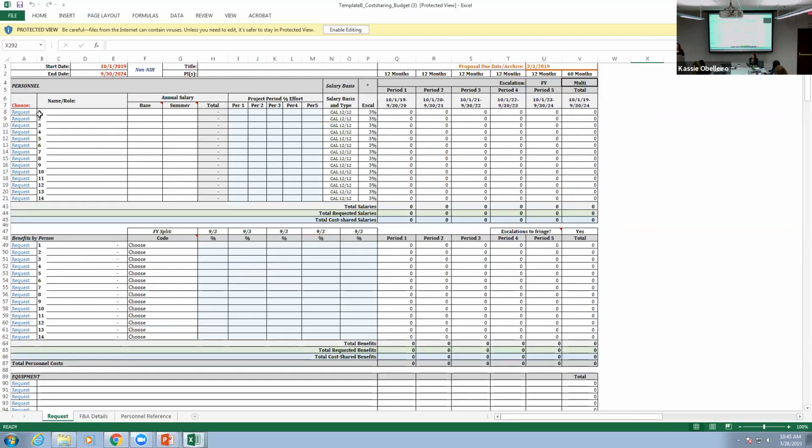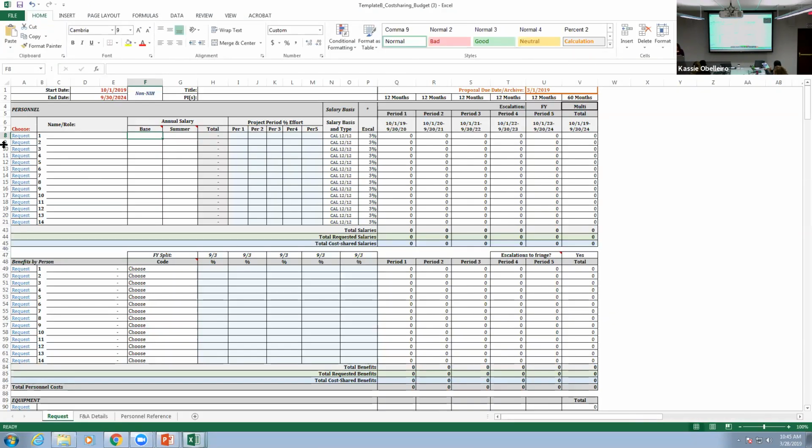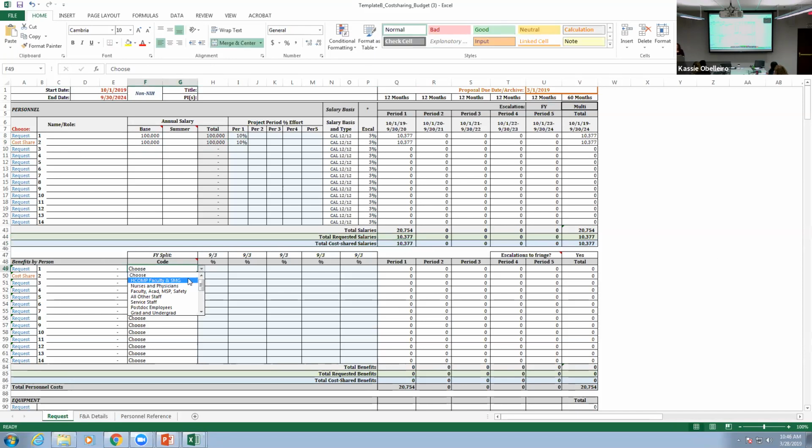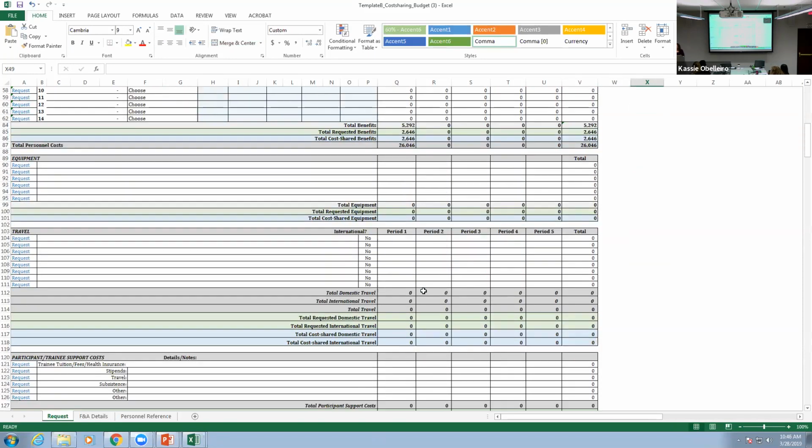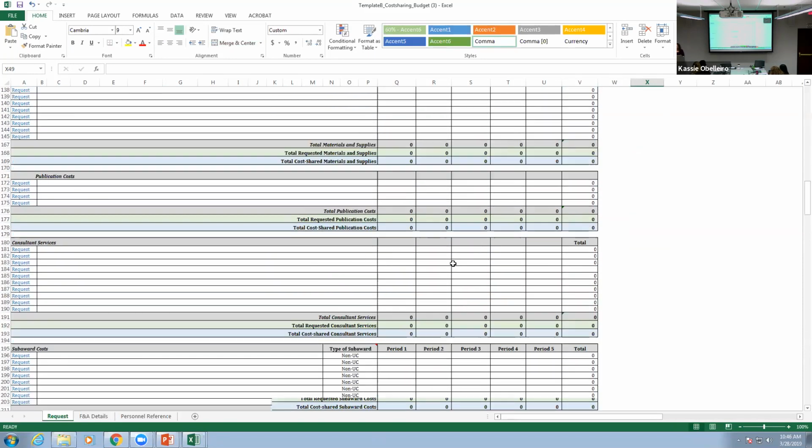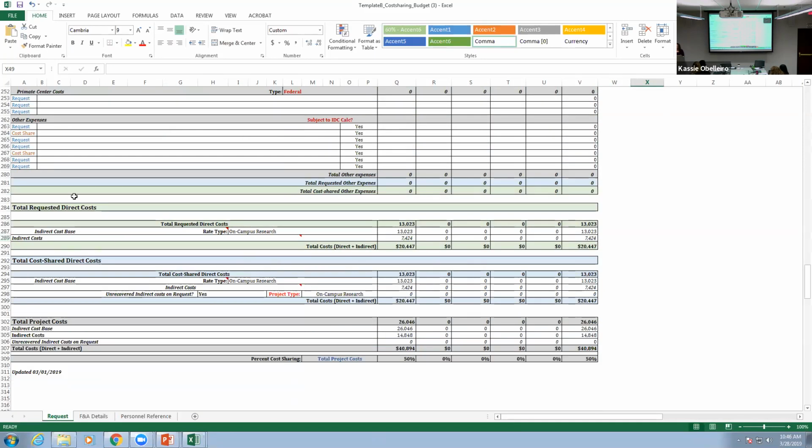We have this cost sharing budget, and what you can do here is, let's say you have mandatory cost sharing and you want to develop a budget that shows both. You can put some of these as cost sharing. And you'll notice it splits: how much are we requesting, how much are we cost sharing? Then when you pick your rates, some of this is cost shared and some not, and you can do that all the way throughout this entire sheet. And then down here, it tells you what your requested budget is, what your cost shared is, and what your total budget is.